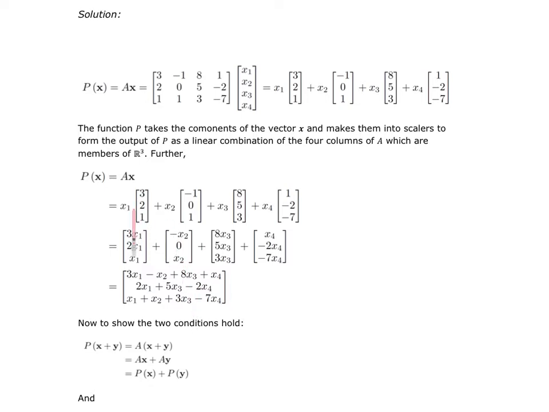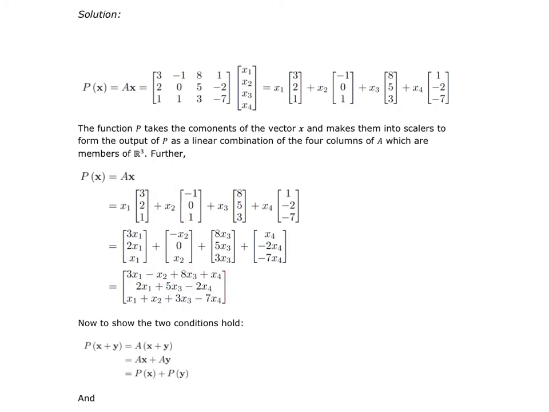So now we just have to make sure that this will end up in R3, so we have 3X sub 1, 2X sub 1, 1X sub 1, and we end up with 3 entries adding across the rows, each entry vector addition, our usual entry by entry vector addition. So we end up with 1, 2, 3 entries, and so we know that we're going to end up in R3. So we have that.